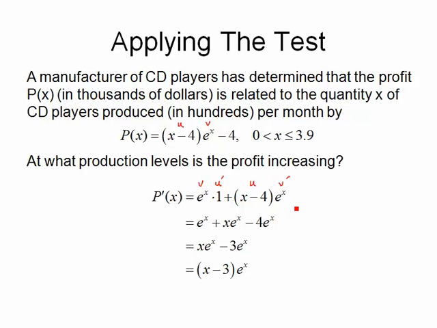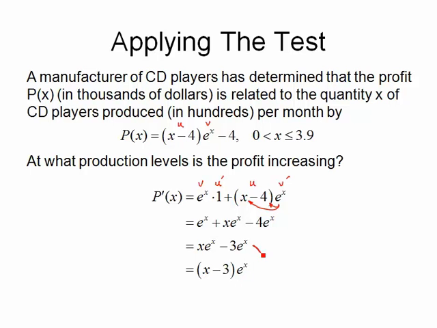Now that I've done that product rule, we can go ahead and try and combine some of these terms together. The way I'm going to do that is I'm going to distribute the e to the x onto the x minus 4. That gives me e to the x plus x e to the x minus 4 e to the x. E to the x minus 4 e to the x is minus 3 e to the x. And now that I've combined my terms together, I see a common e to the x. When I factor it out, I get the quantity x minus 3 times e to the x.